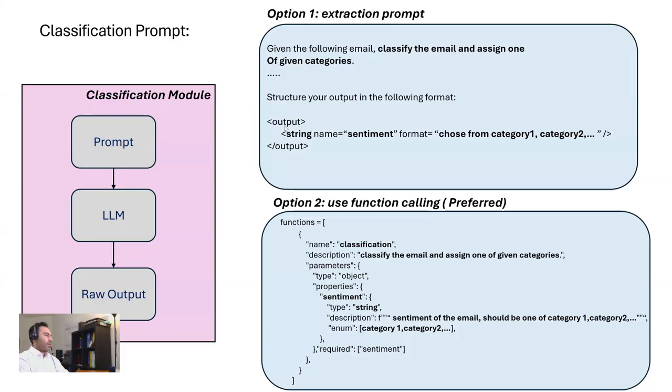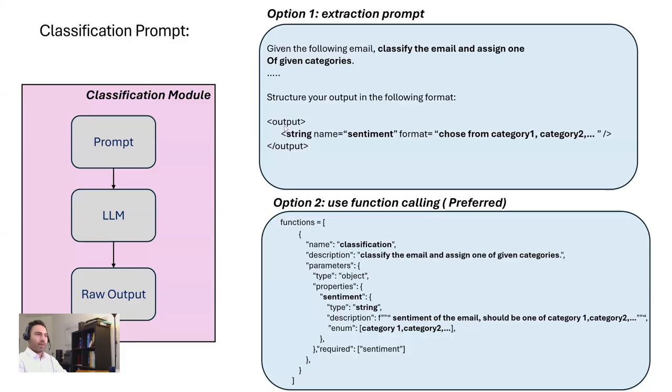So here I'm going to explain the classification module. The classification module has three main components: prompt, LLM, raw output. And there are two different prompts I can use for the classification task. On the right, you can see that option one is the extraction prompt, where I explain the task at the top and what I want the LLM to do, give it the email, and then ask for the output format. The output format I can define any way. I can define it to be a list, or a JSON format. I can define it any way, and the LLM tries to give me the output in the format that I request.